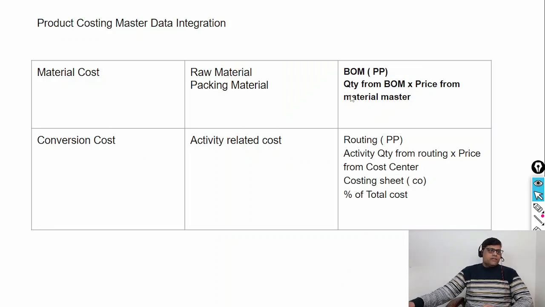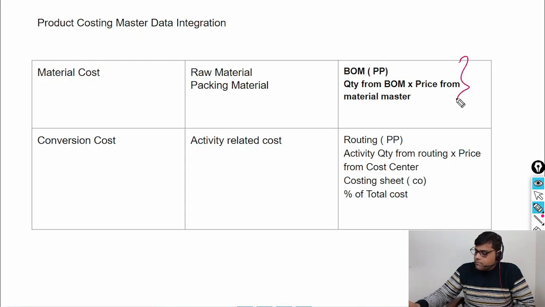Coming to the next part, that is what material master data we are going to integrate here. So we have material cost. How are we going to calculate the material cost, or what are the components we are going to include here? You may include raw material, packing material, and semi-finished stock to calculate one finished stock. And for that, you need to prepare your bill of material.